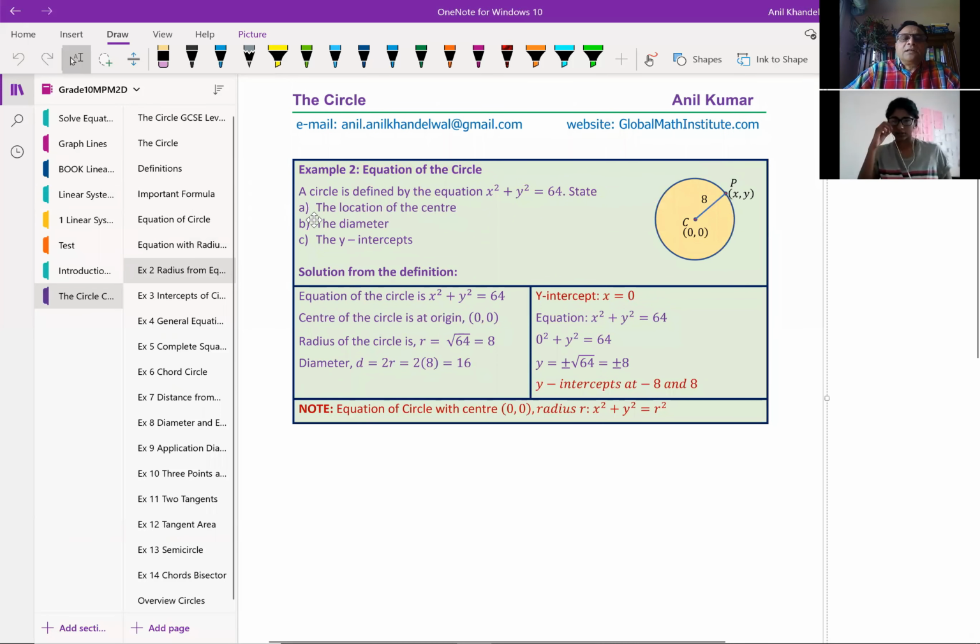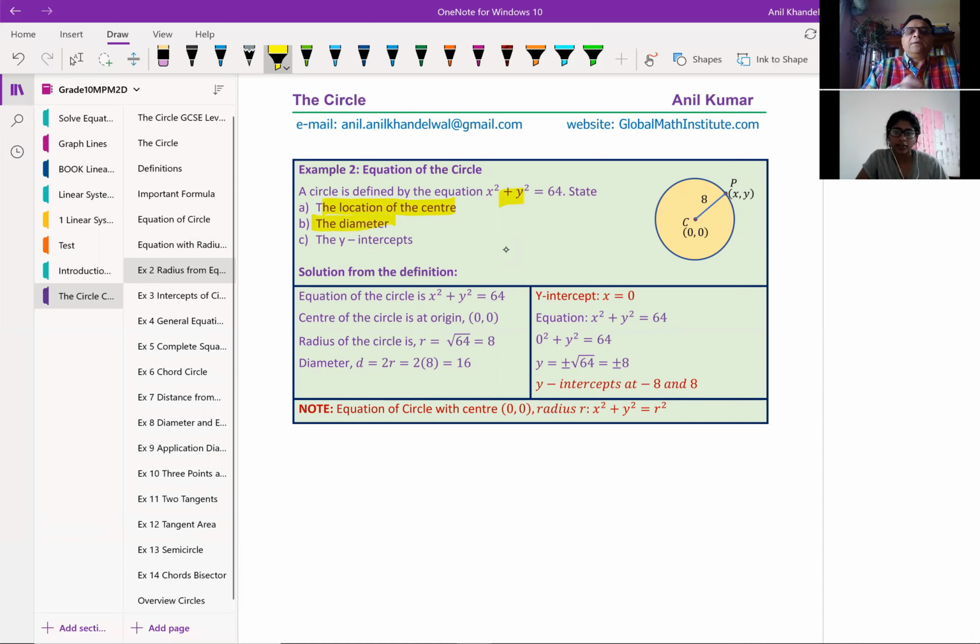It says a circle is defined by the equation x square plus y square equals 64. So what should be the center of this circle? Can you tell me? The origin. Perfect. What should be the diameter? Since the radius is 8, the diameter is double that. So 8 times 2, 16.